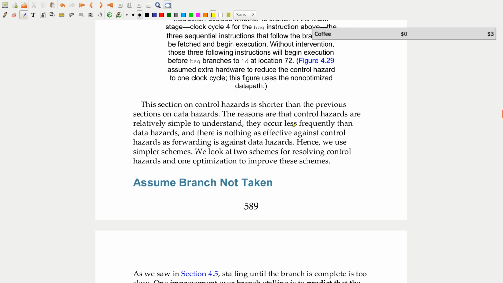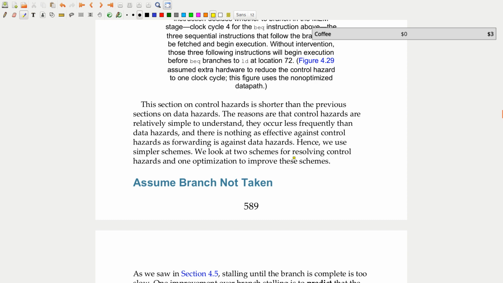Okay, so this section on control hazards is shorter than the previous sections on data hazards. The reasons are that control hazards are relatively simple to understand, they occur less frequently than other hazards, and there is nothing as effective against control hazards as forwarding is against data hazards. So we had some really good ideas like forwarding that work for some hazards, but for branch hazards, not the case. We can't get by that easily. We'll see once we do a more advanced computer architecture book that it can get very complicated.